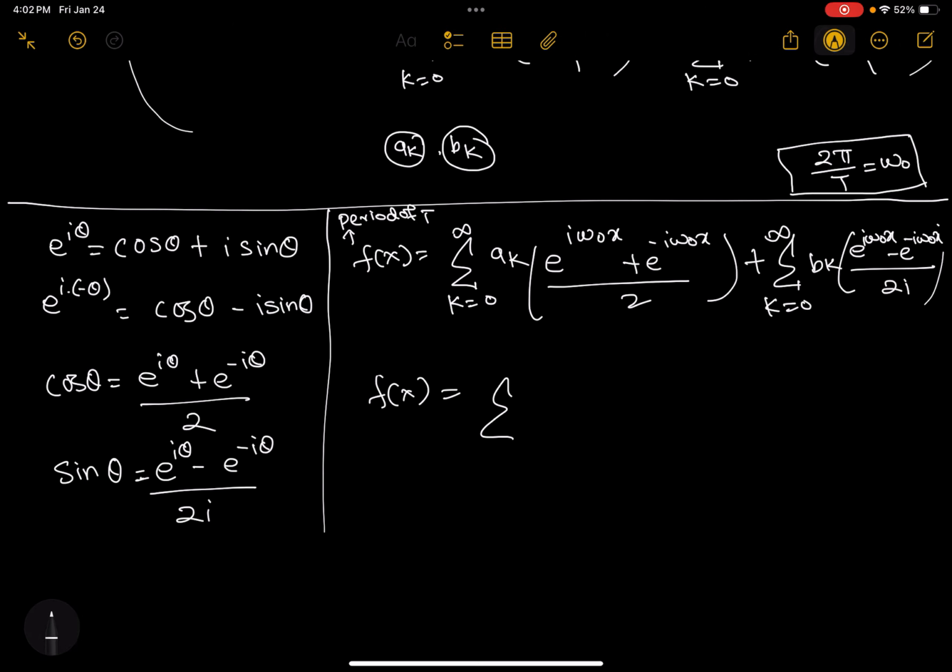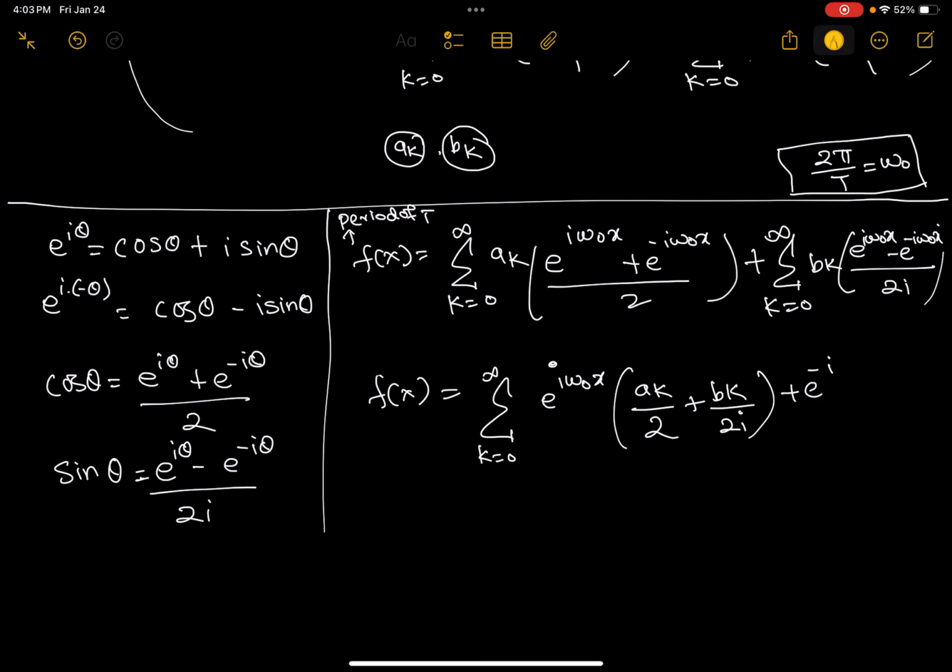So that becomes sum from k equals 0 to infinity. Now if I merge it, this becomes e to the power i times omega naught x, and then I will have a sub k by 2 from here, and b sub k by 2i from the other side. And with e to the power minus i omega naught x, I will have a sub k by 2 minus b sub k by 2i.